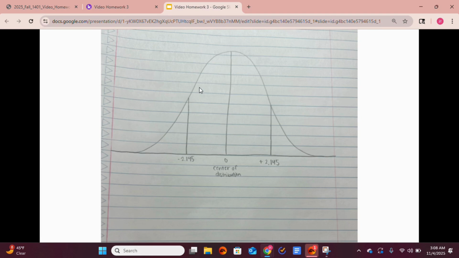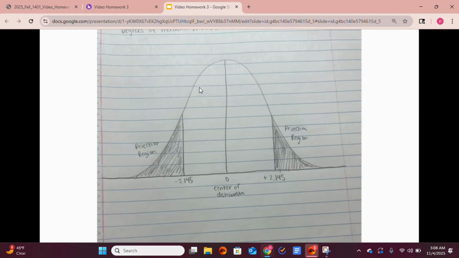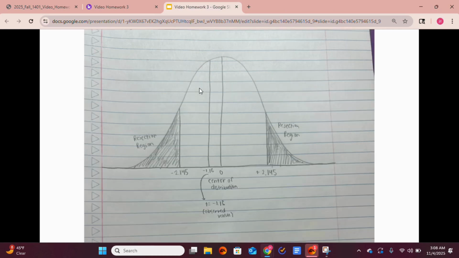First, I just drew a regular bell curve, marking 0 as the center, and our critical values plus and minus 2.145. Then I shaded the rejection regions. Then I marked our t-value, negative 1.16, to show it is not in the rejection zone.